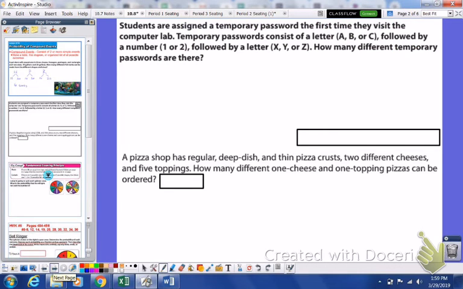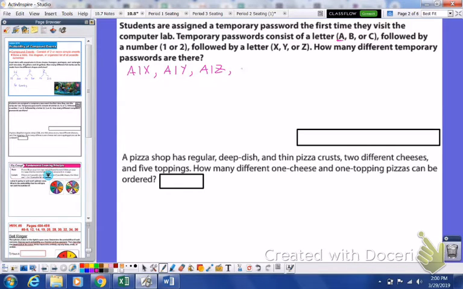If we look at our next example, students are assigned a temporary password the first time they visit the computer lab. Temporary passwords consist of a letter A, B, or C, followed by a number 1 or 2, then followed by a letter X, Y, or Z. I want to know how many different temporary passwords are there. So if I started making a list, so make an organized list here, starting with the letter A. So we could do A, then 1, then X. We could do A, 1, then Y, A, 1, then Z.